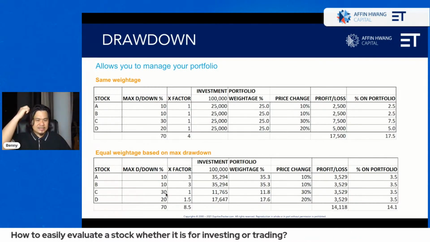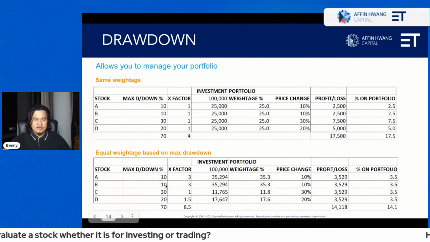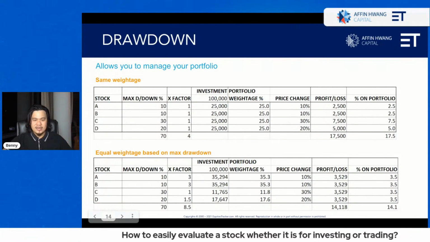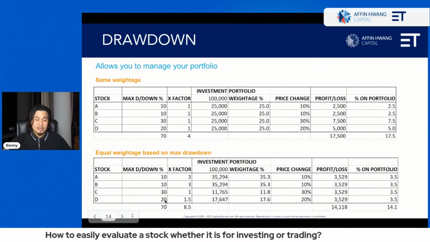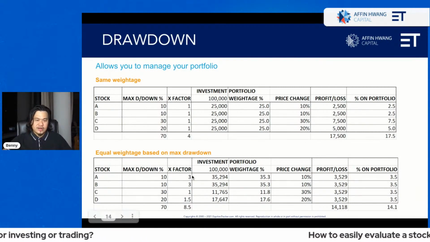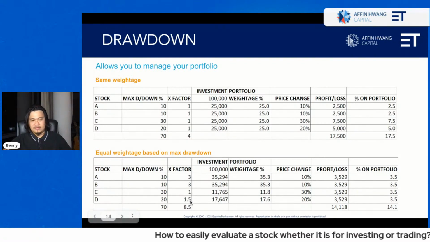So 30 is the highest, right? In order for 10 to become 30, I have to multiply by 3. For 30, I don't need to multiply because that's the maximum already. For 20, I have to multiply by 1.5, so I get 30. So now I get an equal weightage, all to 30. So the X factor is actually the weightage 3, 3, 1, 1.5.